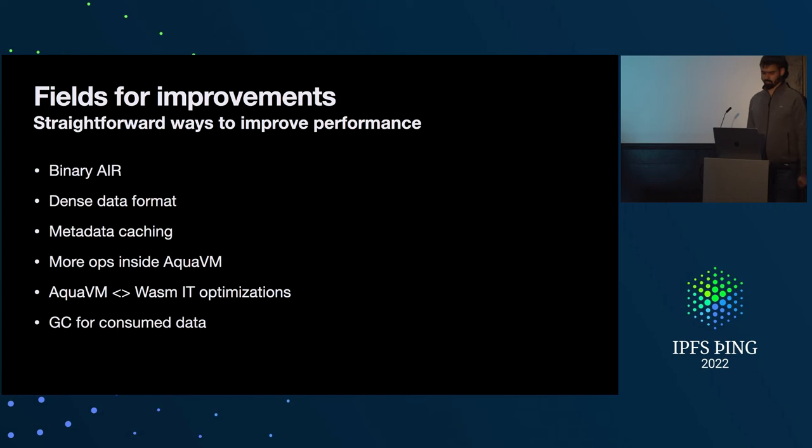We plan to move more operations inside AquaVM to make them cheap, so that every peer can reorder the stream, for example, to avoid copying the data, escaping the AquaVM, checking the data, and so on. So it also makes sense. AquaVM and WebAssembly interface types optimizations, garbage collection for consumed data, as we can track the last time when the data is needed in the call instruction, we actually can garbage collect it, but currently we don't do it.